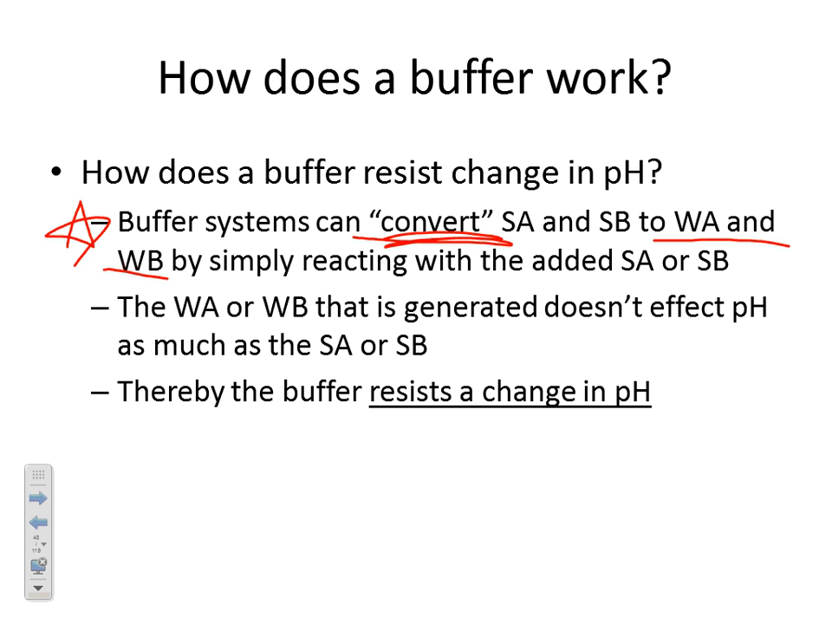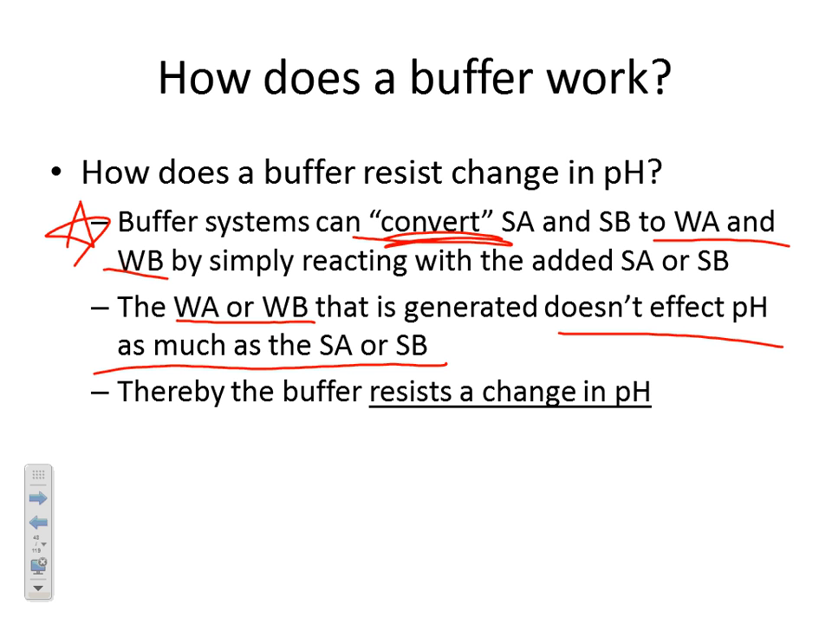I mean, you have that system set up, you add in a strong acid or strong base, the buffer actually reacts with it and converts it into not a strong acid. It actually converts it into a weak acid. And the weak acid or weak base that's generated does not affect the pH nearly as much as the strong acid or the strong base, because that's simply the definition of strong versus weak acid. A weak acid does not completely dissociate, so you do not get nearly as much H plus ions from it.